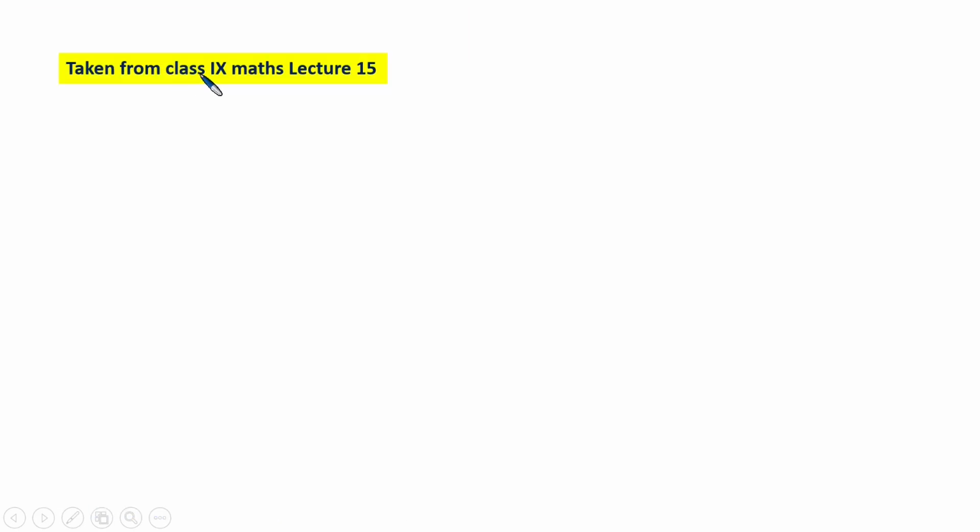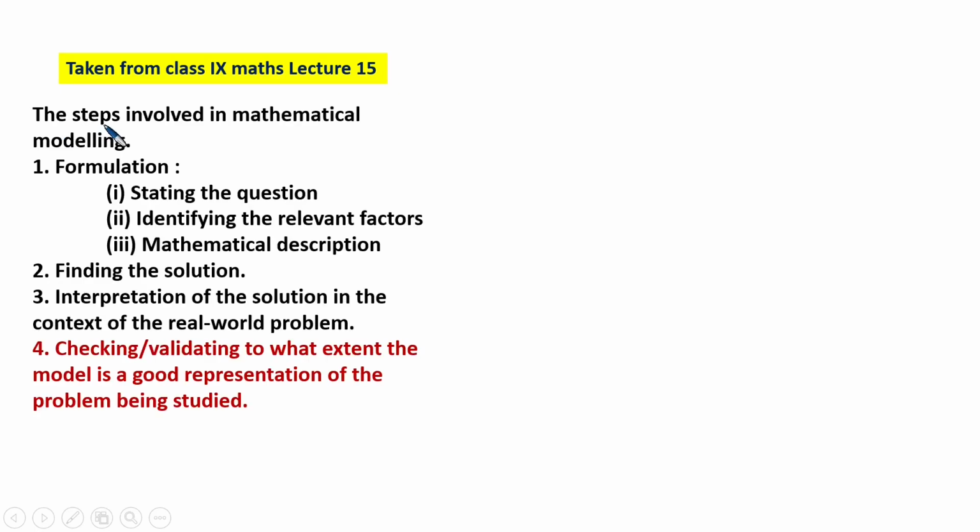Now some points taken from class 9 maths lecture 15. Here I say again, repeat it, the steps involved in mathematical modeling. You have formulation, that is stating the question, identifying the relevant factors, mathematical descriptions. After this, finding the solution, then interpretation of the solution in the context of the real world problem, and fourth is checking and validating to what extent the model is a good representation of the problem being studied.